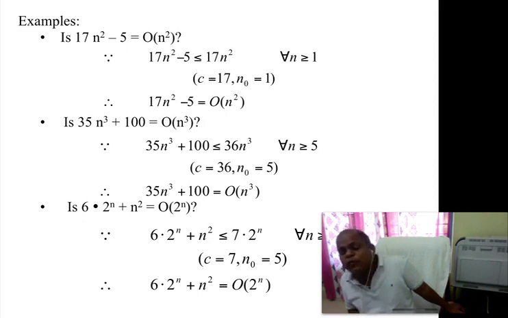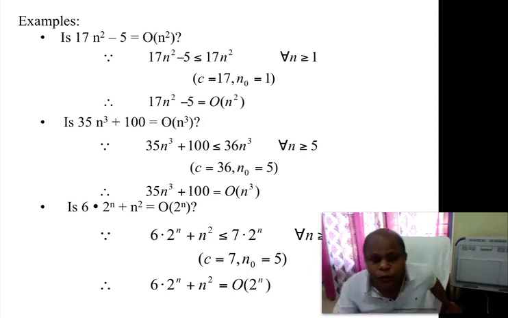We are writing big O of n cube, but in reality it belongs to big O of n cube. Big O of n cube is a set, and 35n cube plus 100 is a function. And similarly, 6 into 2 to the n plus n square is equal to big O of 2 to the n. In a similar way, we can find that 6 into 2 to the n plus n square is also equal to big O of 2 to the n, and in that case c is equal to 7 and n0 is equal to 5.